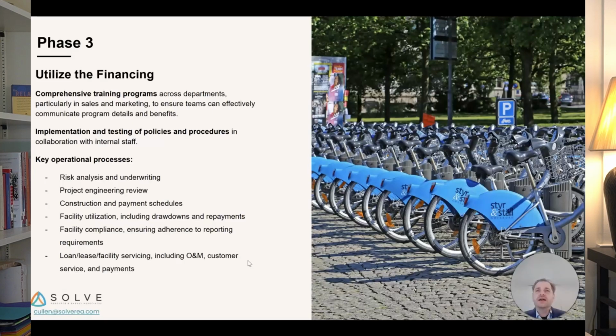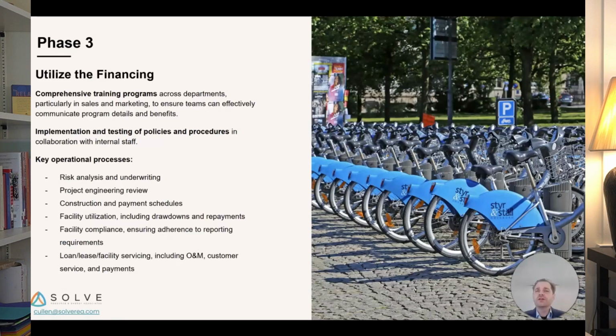This is also the time to implement and test any policies and procedures that you should have been developing in phase 2. Policies around underwriting, risk analysis, project engineering review, processes around construction payment schedules and construction timelines. Then there are the facility considerations around utilization, drawdown, and repayment, and processes associated with all of these.